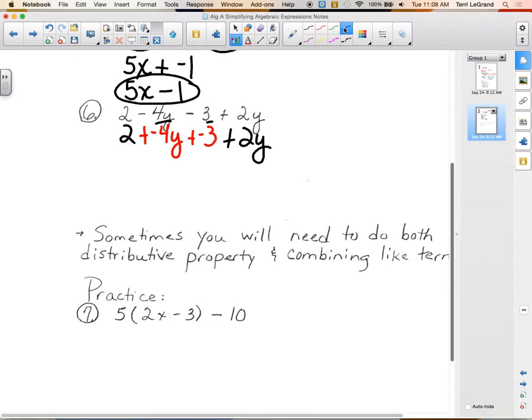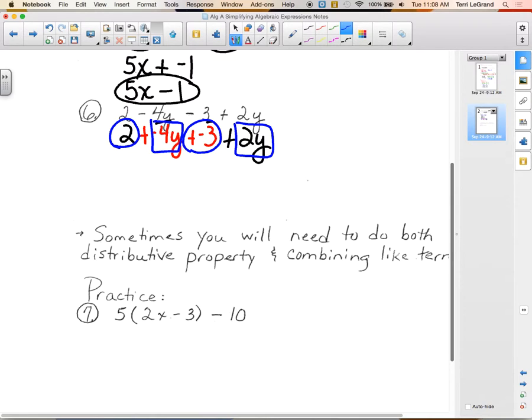Okay, now because we have constants and variable terms involved in this one, what could I consider to be like terms in this expression? Cody, what's one set of like terms? Adding the positive 2 and the negative 3. Okay, the positive 2 and the negative 3 are like terms because they're constants. What else could I consider like terms in here? Jossie? The negative 4y and the 2y.